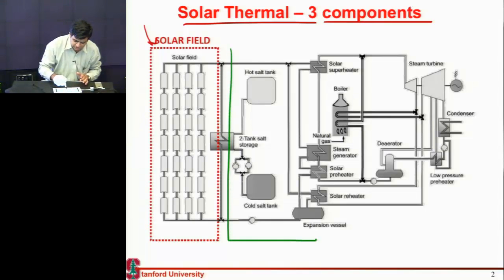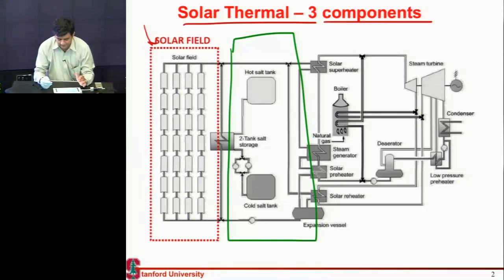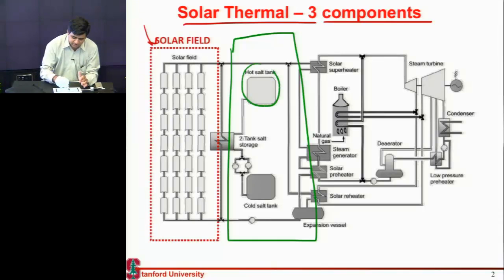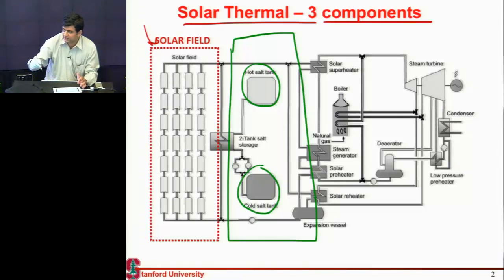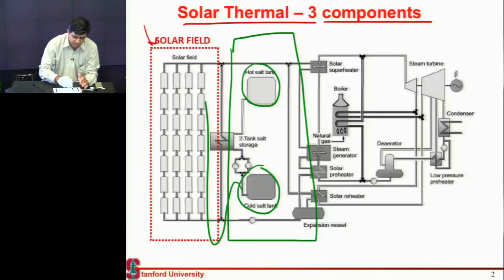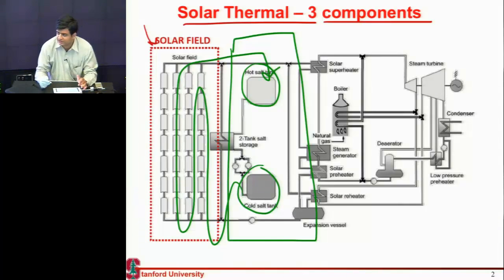The second component is usually the storage, especially if you want to achieve the real benefit of converting into thermal energy. That is, you can store it for a few hours, and typically you have two tanks. One is hot and one is cold, and you run the fluid from the cold tank through the solar field, and it gets collected in the hot tank. And the more storage capacity you want, in terms of the delay between your sunlight and your power supply, the larger the tank you need.